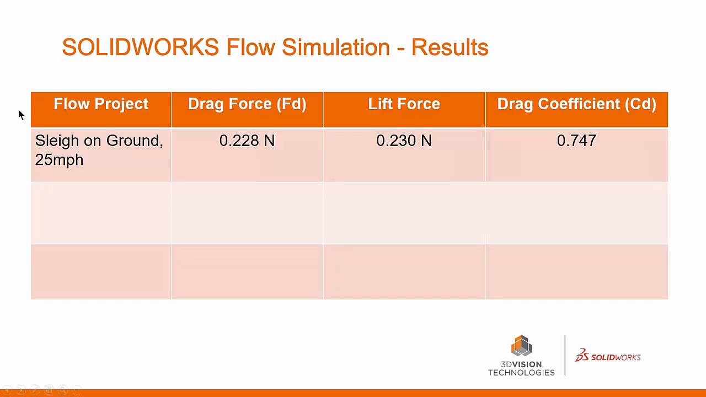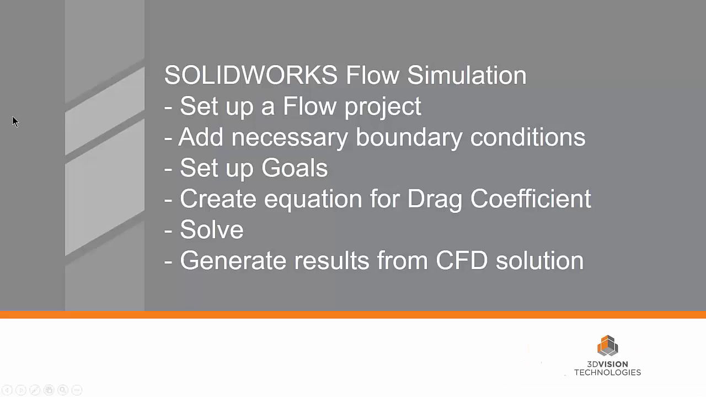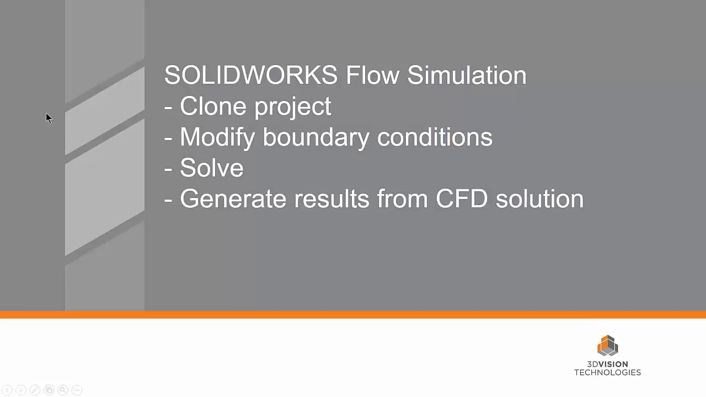So that is one of the ways that we could solve what happens with Santa's sleigh when he's maybe getting ready for takeoff or just cruising around with a reindeer pulling his sleigh. So the next thing we're going to take a look at is, well, things that we did. We set up the flow project, we added our boundary conditions, added a number of goals, created our drag coefficient, and then went through the solution and generated a number of results from SOLIDWORKS Flow Simulation.